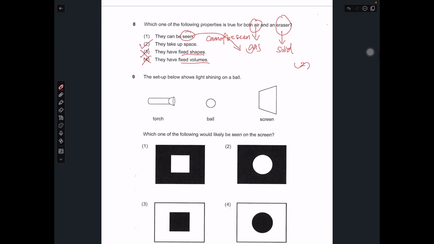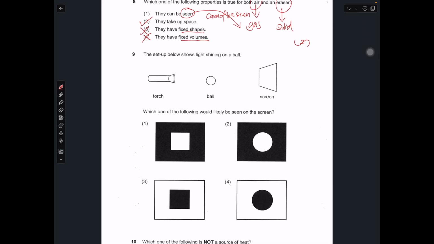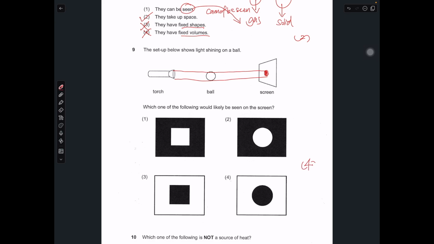Okay, so the diagram below shows light shining on the ball, and which one would be the answer? Okay, the answer is most likely a circle on the screen. Okay, the light will cast it this way. It will appear as a circle on the screen. So the answer is number 4. Okay, this one looks like it is the answer, and it is the answer.